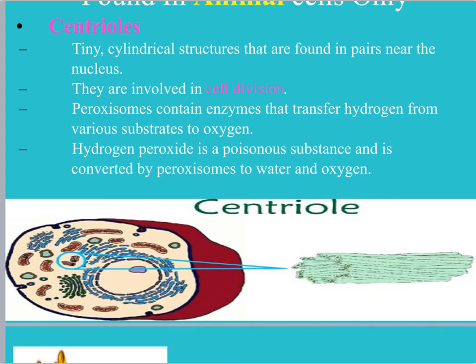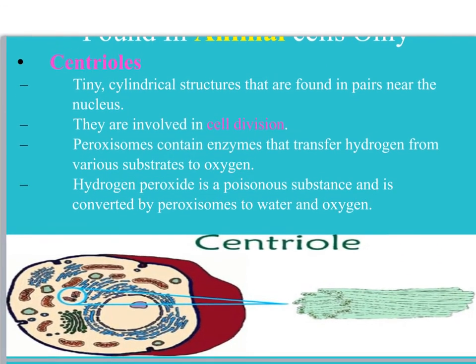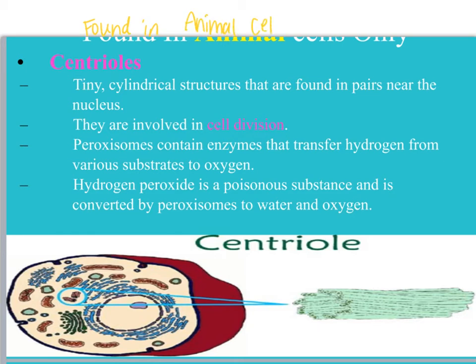Now, the title of this slide, move it where you can see it, says found in animal cells only. These are only in animal cells. I've mentioned a few as we go along here. But anyway, one example is centrioles. Now, centrioles are found in pairs and near the nucleus. Notice this nucleus here, and you got your centrioles very close to the nucleus, and they're paired off.